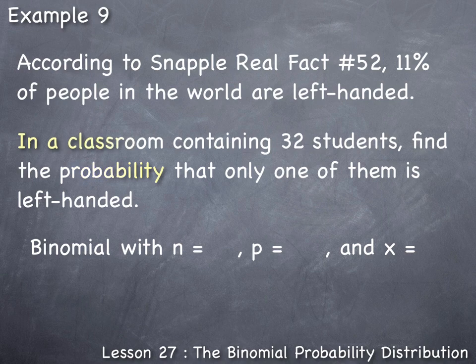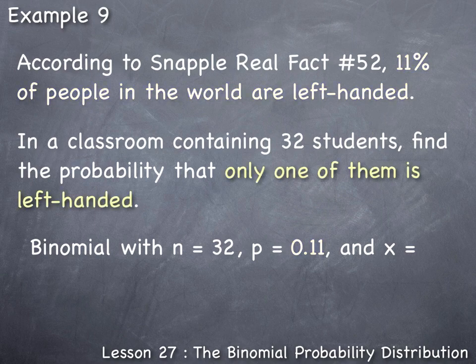Now in this case, we're looking at a classroom containing 32 students. So since there's a total of 32 students, n would equal 32. Now p is based on the probability of what we're focusing on. In this case, someone being left-handed. So we're told that 11% of people in the world are left-handed. Thus p would equal 11%, or 0.11 decimal.